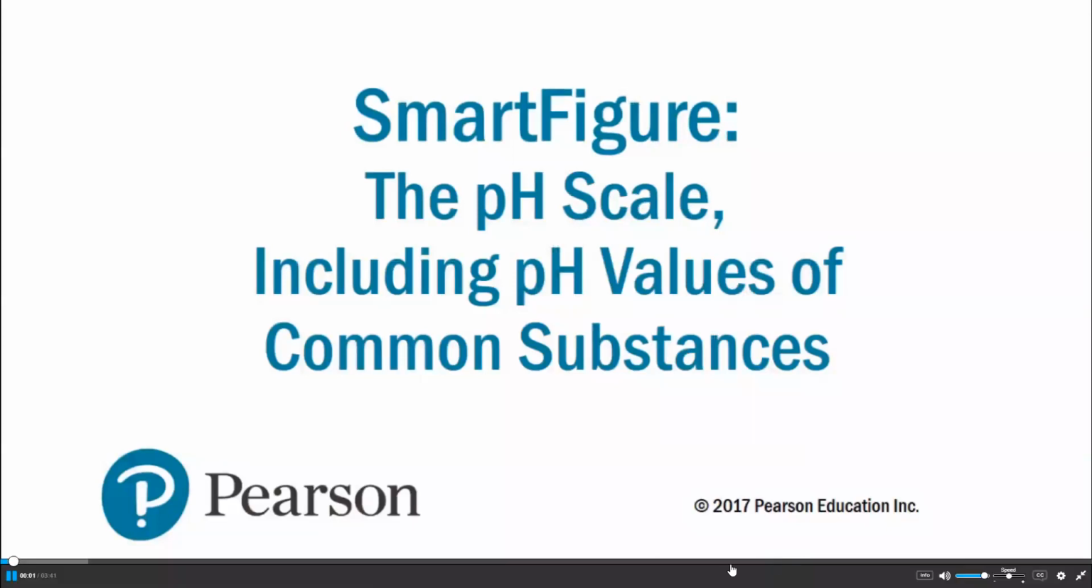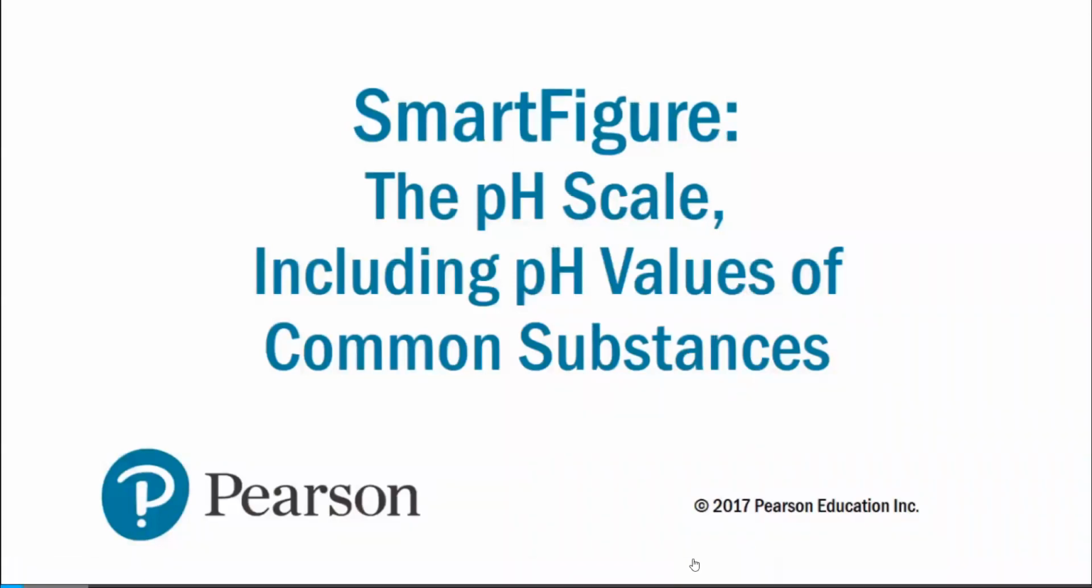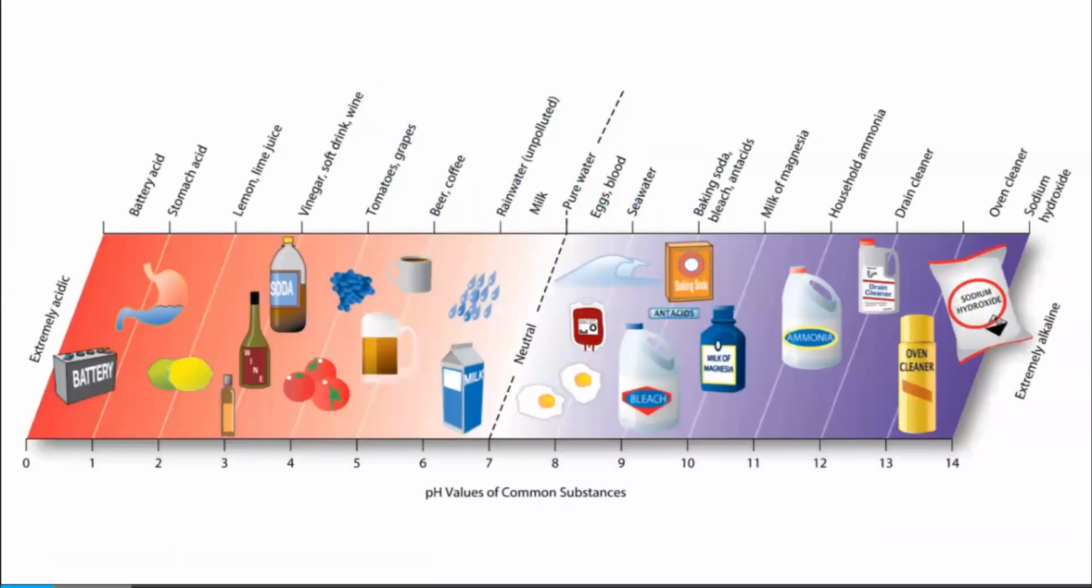Hi everybody, it's Laura Faye Tenenbaum, and in this smart figure, we're going to look at the pH scale, including pH values of some common substances. Now, pH stands for power of hydrogen, and the pH scale is a measure of the concentration of hydrogen ions in a solution. The pH scale ranges from 0 to 14 and measures how acidic or how alkaline a solution is, with 7 being neutral, which is neither basic nor acidic. Anything from below 7 down to 0 is increasingly acidic, meaning that it releases hydrogen ions when dissolved in water, and everything above 7 all the way up to 14 is increasingly basic or alkaline, meaning that it releases hydroxide ions when dissolved in water.